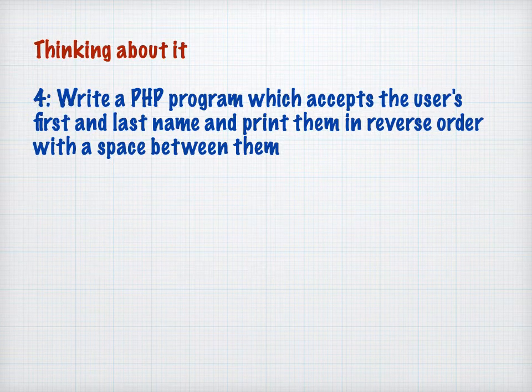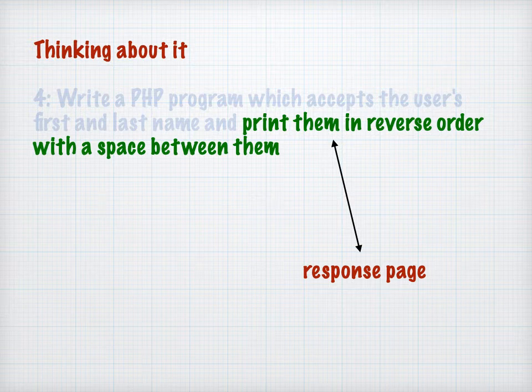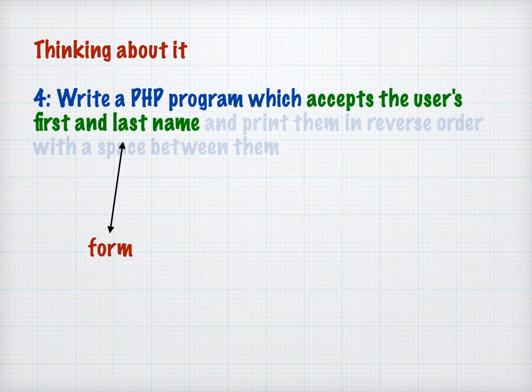So the first part, accepting the user's first name and last name, in this scenario with PHP, we're going to have a form to do that. And printing them out in reverse order, that's going to be our response page. Let's go into this in a little bit more detail and dig down into it. If it's going to be a form, we've got choices. We could have two fields, a field for the first name and a field for the last name. We could have a single field. Those choices will impact what we write later on our response pages.